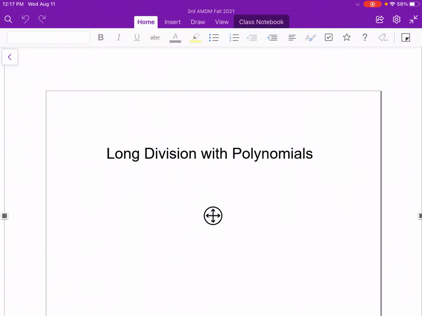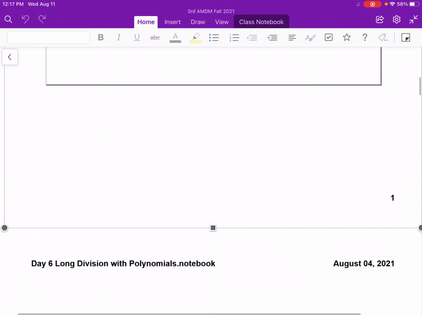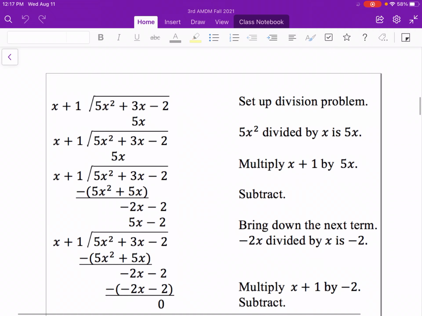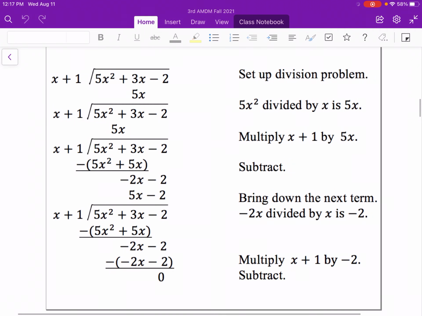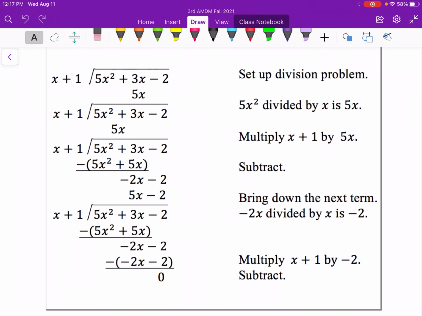Alright everybody, today we're going to learn about long division with polynomials. I know, your favorite. So here's an example problem that's all set up for you. The first thing you have to do is set up the division problem. This first example is 5x squared plus 3x minus 2 divided by x plus 1. So that's why the x plus 1 is on the outside.